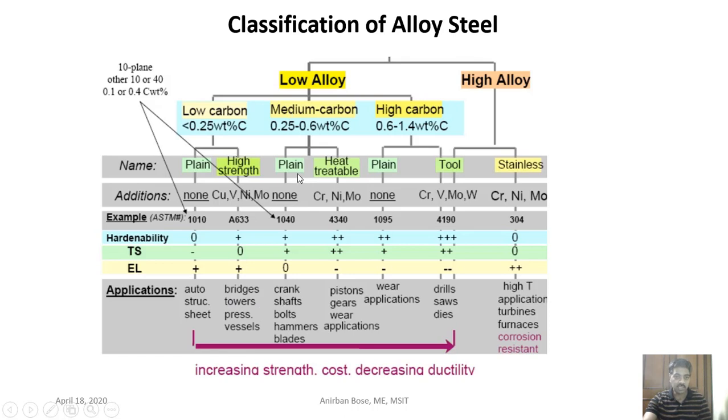In medium carbon steel, for the plain one, it is crankshafts, bolts, hammers, blades, or for heat treatable, it can be pistons, gears, wear applications, where the chances of wear are very large. In case of high carbon steels, here you can see the wear applications. And in case of tool steels, different kinds of tools like drills, saws, dies. Stainless steels are mainly for corrosion resistant applications, high temperature applications, turbine blades. There we use stainless steels.